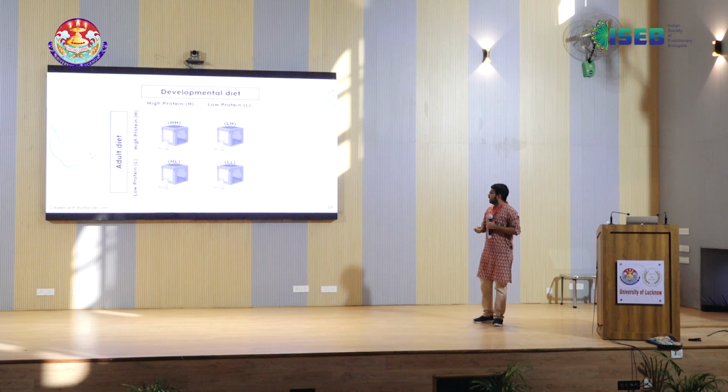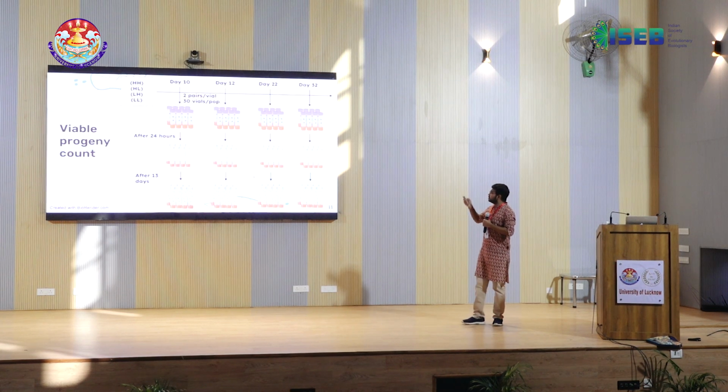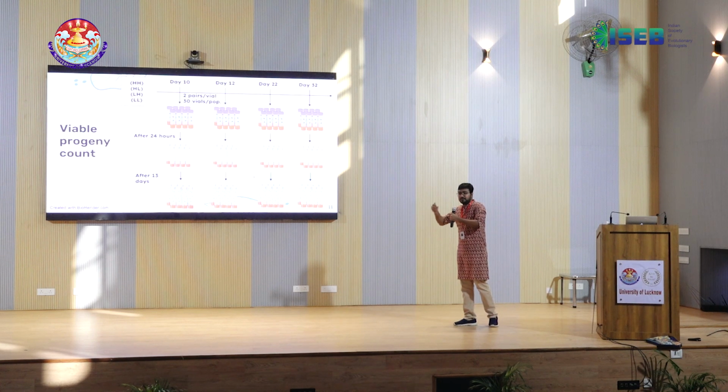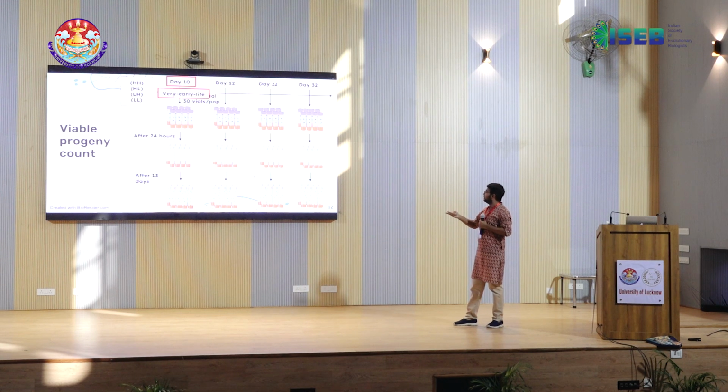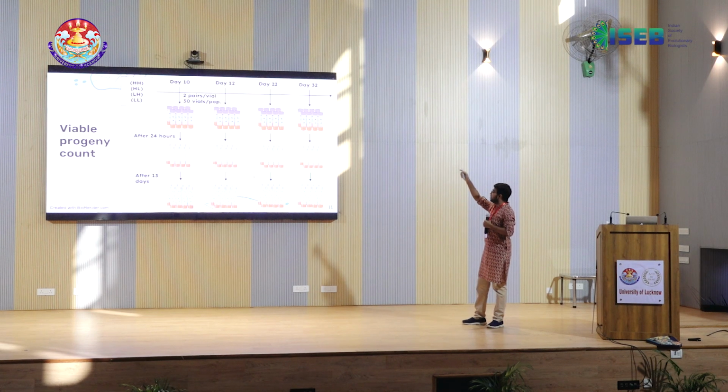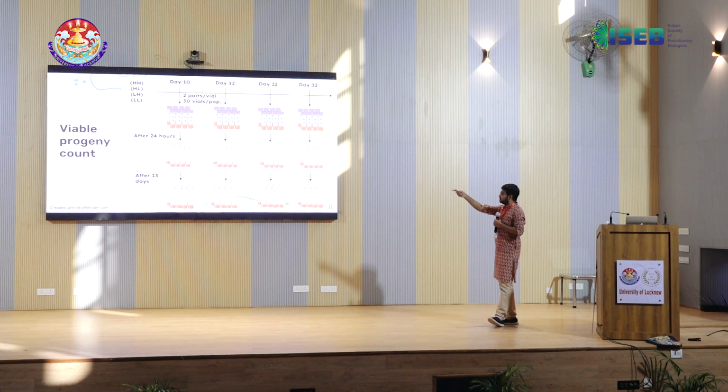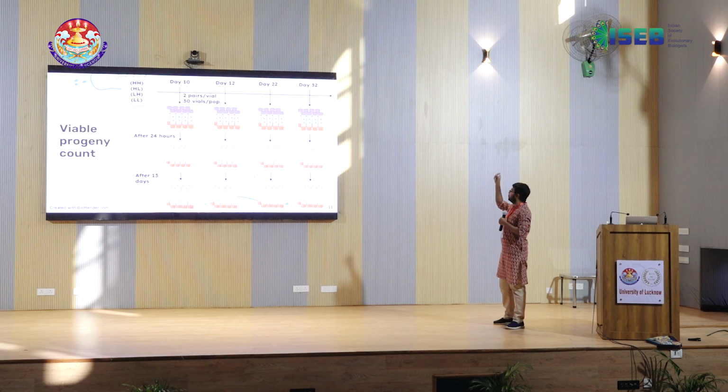So, what did we get? Okay, before that we have to remember that we also wanted to see how diet affects reproductive output across different age points. So we have these 4 different diet regimes, and for each diet treatment we measured the reproductive output as viable progeny count on 4 different days: day 10, 12, 22 and 32 from the day of egg collection.